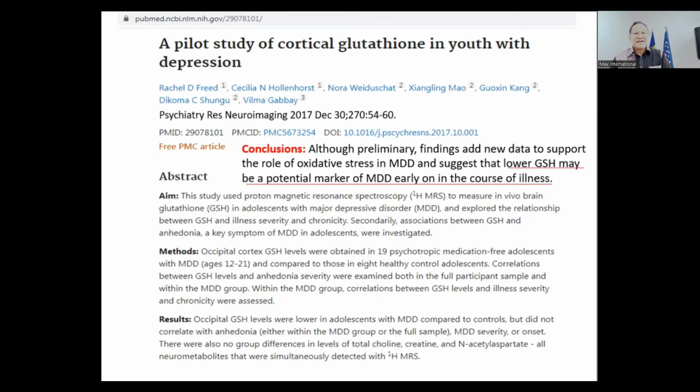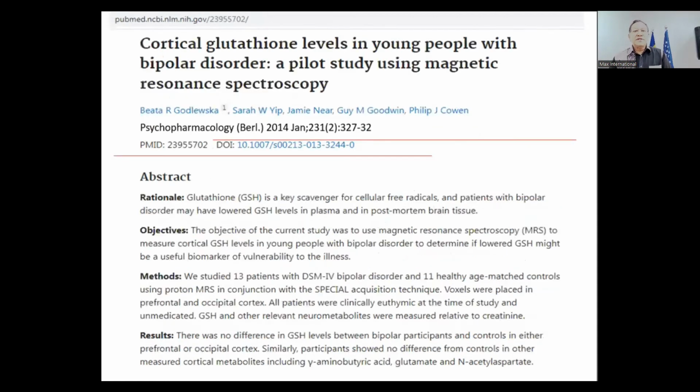Okay. Next, we look at cortical glutathione levels in young people with bipolar disorder. A pilot study using magnetic resonance spectroscopy. That's how they measure the glutathione.